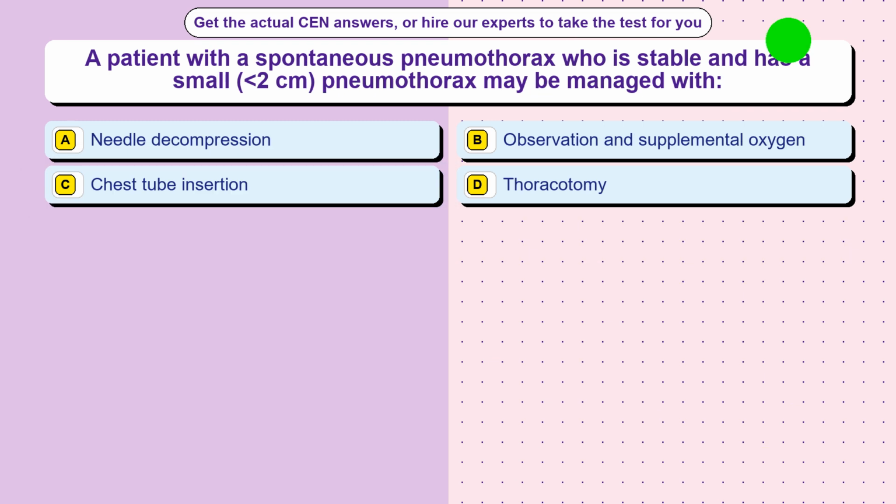Question 48. A patient with a spontaneous pneumothorax who is stable and has a small, 2 cm, pneumothorax may be managed with: Option A, needle decompression. Option B, observation and supplemental oxygen. Option C, chest tube insertion. Option D, thoracotomy.